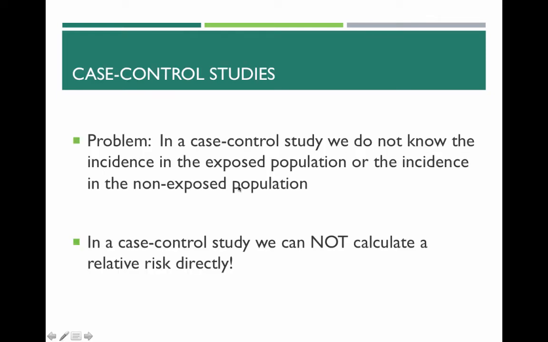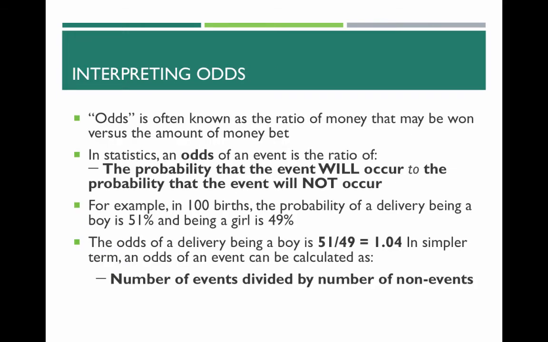Now let's talk about case control studies for a few minutes. The problem with the case control study is that we do not know the incidence in the exposed population or the incidence in the non-exposed population. That's because we're not starting at baseline and following people through time to see if they develop disease. In a case control study, we're looking retrospectively. So we don't have incidence. We can't calculate a relative risk.